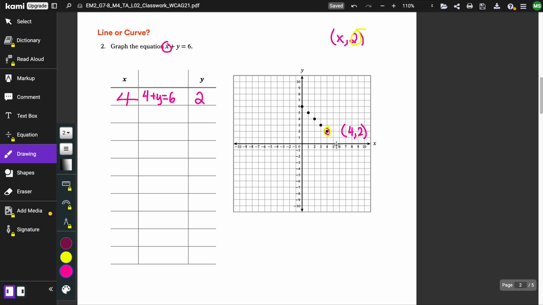So you can go ahead and check some of these other points. They're already done for you, but also see if you can try any others. Like what about if x is a negative number? What if we have x is, let me choose a different color here, what if we have x is negative 2? Well, I would do the same thing. I would put that value in for x into my equation. Negative 2 plus y equals 6.